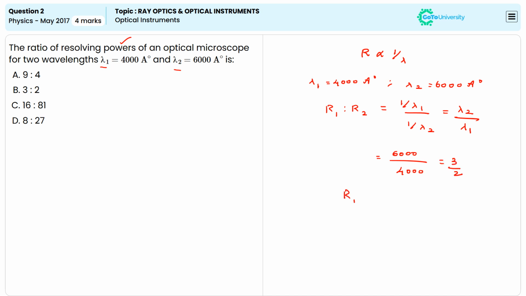In terms of ratio we can write R1 is to R2 will be equal to 3 is to 2. So the correct answer for the question is option B here.